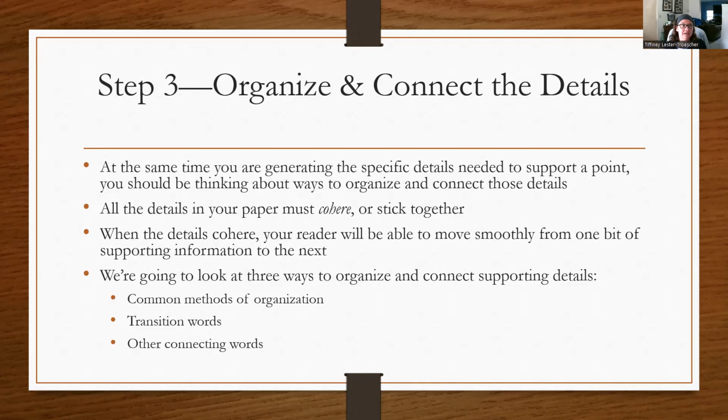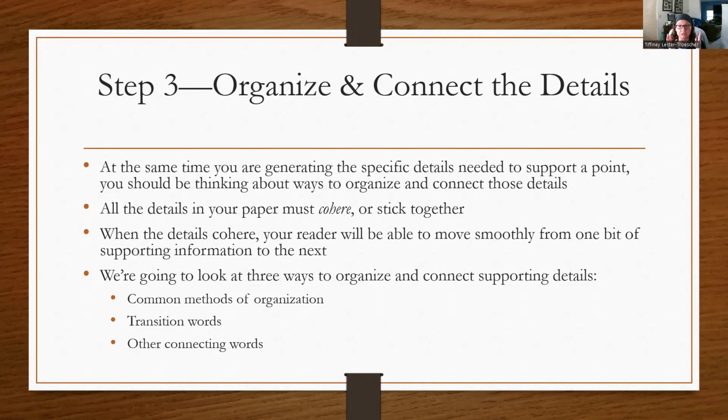All of the details in your paragraph need to cohere or sort of stick together. When you have coherence, your reader will be able to move smoothly from one bit of supporting information to the next. So we're going to look at 3 ways to organize and connect your details. Common methods of organization, so that kind of refers to your main ideas, and then transition words and other connecting words. And those are sort of how you connect your sentences.